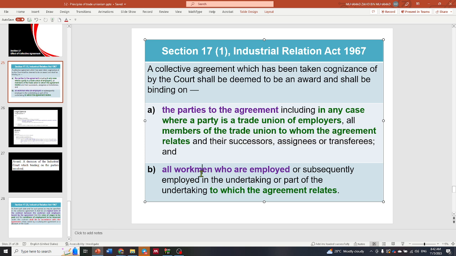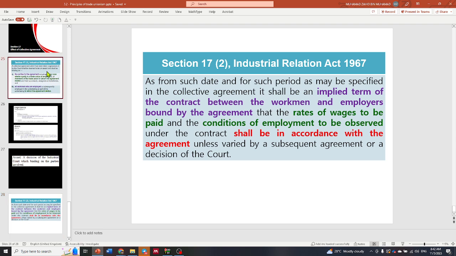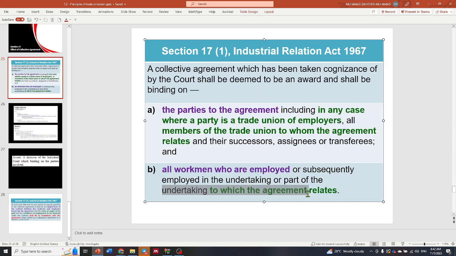And B, all workmen who are employed or subsequently employed in the undertaking or part of the undertaking to which the agreement relates, semua pekerja yang bekerja dalam syarikat tersebut perlulah agree dengan collective agreement tersebut. Yang ini tadi, mana tadi? This one. Undertaking to which the agreement relates, bermaksud undertaking bermaksud yang concern dengan dia. Yang tak concern tak perlulah.